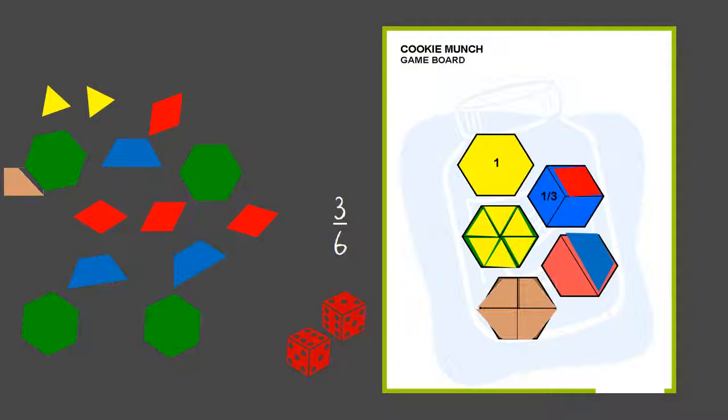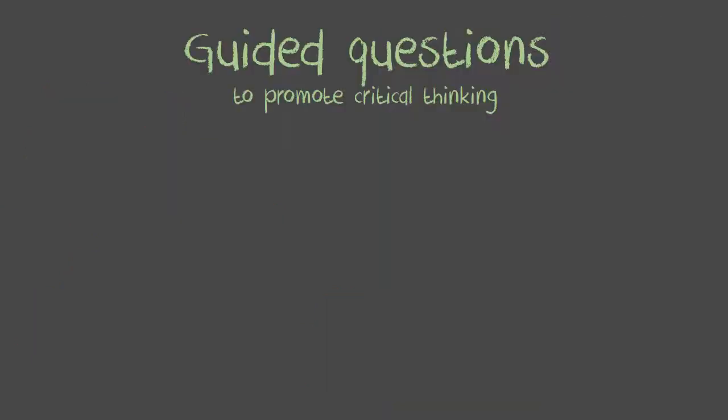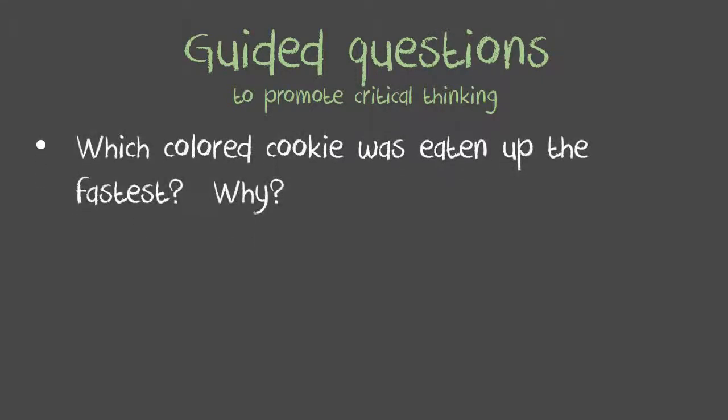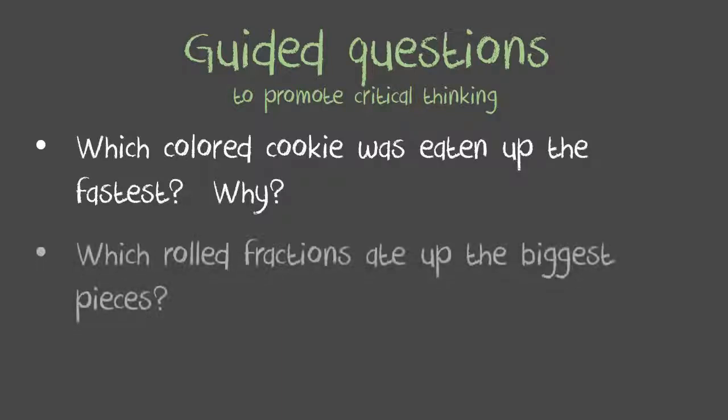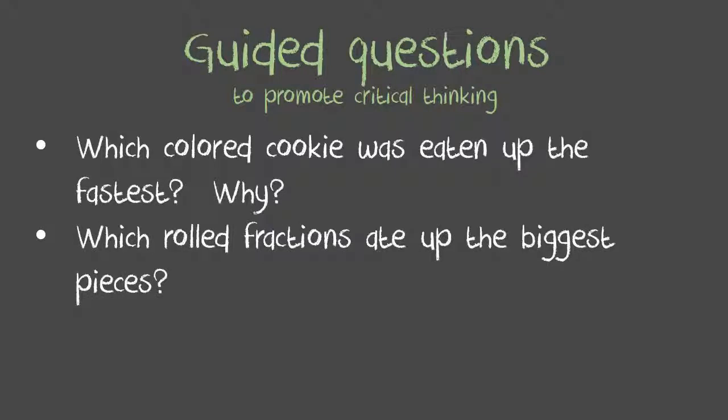It's a great game. It gets kids thinking about equivalent fractions a lot in this game. Some guided questions to promote critical thinking: Which colored cookie was eaten up the fastest and why? Was there a certain cookie you used more often? Which rolled fraction ate up the biggest pieces, meaning which fractional amount took up the most of the cookie?